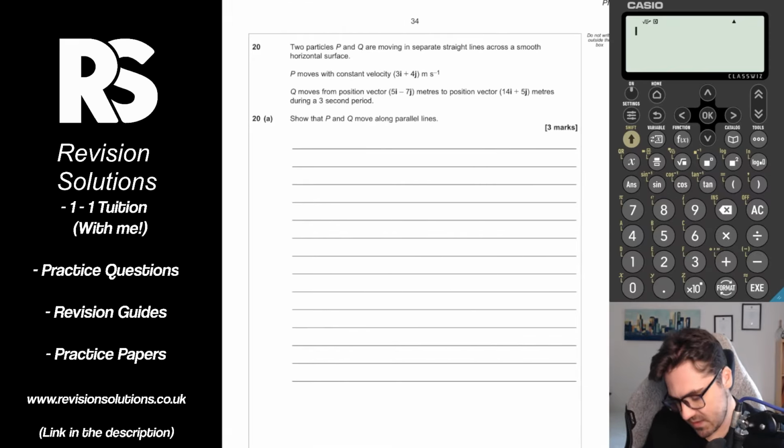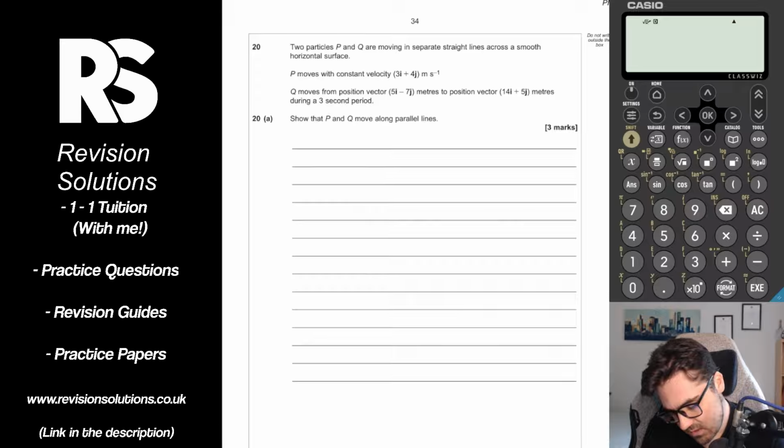Carrying on to question 20, it says two particles P and Q are moving in separate straight lines across a smooth horizontal surface. P moves with constant velocity 3i plus 4j, and Q moves from position vector 5i minus 7j to position vector 14i plus 5j during a 3-second period. Show that P and Q move along parallel lines.